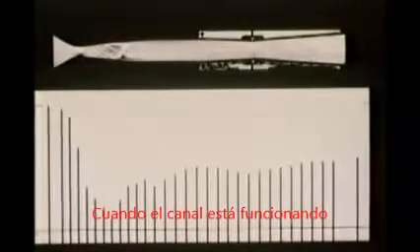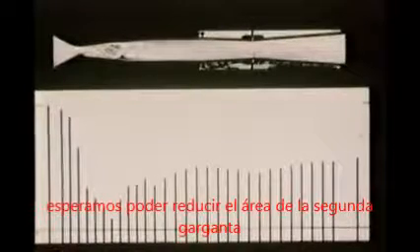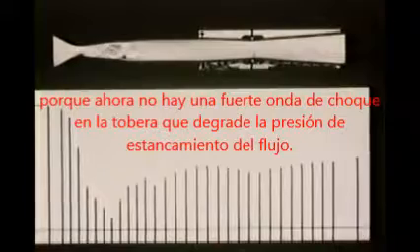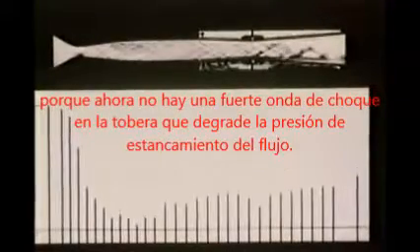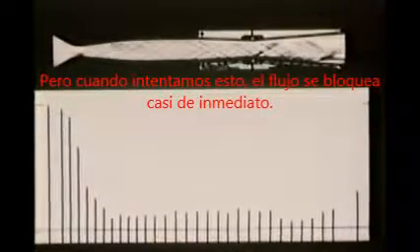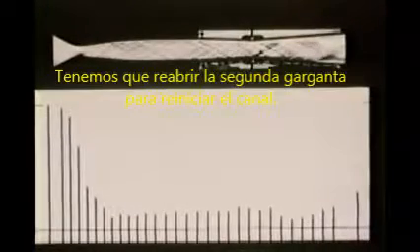When the channel is running, we expect to be able to reduce the area of the second throat, because now there is no strong shock wave in the nozzle to degrade the stagnation pressure of the flow. But when we try this, the flow becomes blocked almost immediately. We have to reopen the second throat in order to restart the channel.